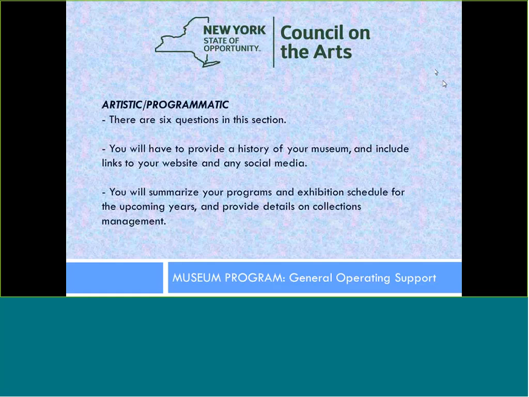So to the slide in front of us, we're going to go through that narrative. We're going to take you through each section. It is arranged by the primary NYSCA criteria. So I'm going to tackle artistic programmatic. There are 6 questions in this section that you have to answer. You're going to have to provide a history of your museum. You'll need to include links to your website and any social media platforms you use.